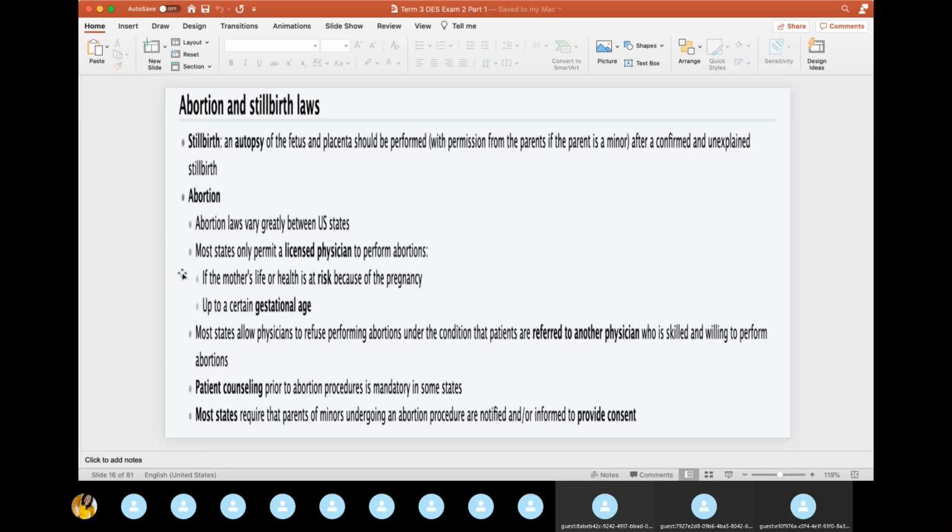However, the condition is you refer that woman to another physician who is skilled and willing to perform abortions. Remember, patient counseling prior to abortion is mandatory in some states, so this differs from state to state. Most states require that parents of minors undergoing an abortion procedure are notified and/or informed to provide consent. Basically, for abortion in Roe versus Wade, the court says that the woman has the right to her own body. That's the underpinning of the abortion laws in the United States.